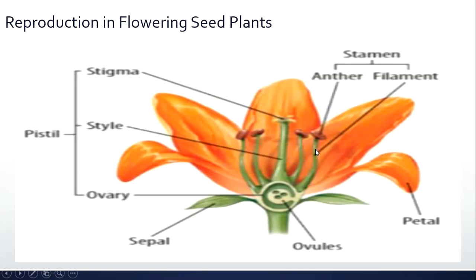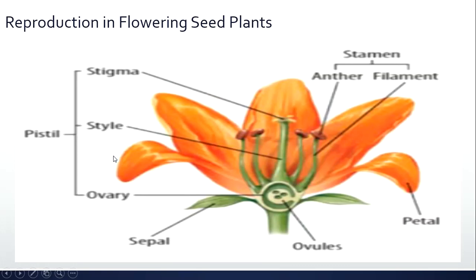The filament supports the anther and connects it to the base of the flower. Now the female reproductive organ of a flower. The female part is called the pistil.